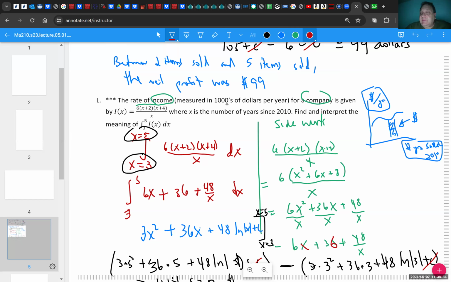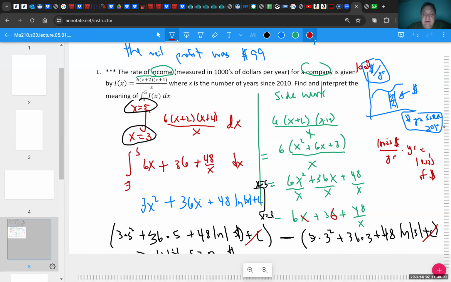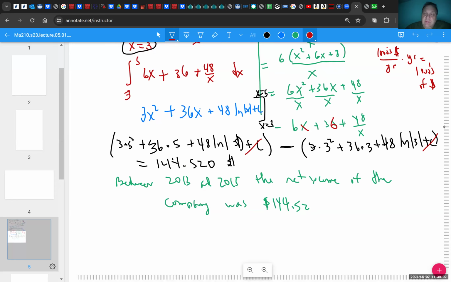So the vertical axis is not dollars per year. The vertical axis is thousands of dollars per year. And if I take thousands of dollars per year and multiply by years, I get thousands of dollars. Okay, it didn't seem like a lot of money, but that's because I forgot that it's in thousands of dollars. So somehow I missed that when reading the directions. So this would be 144.52 thousand dollars.